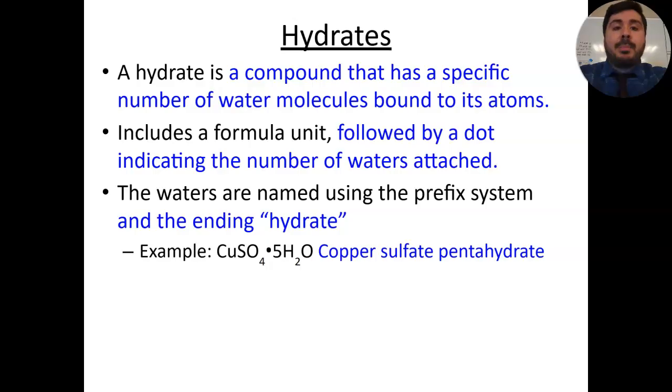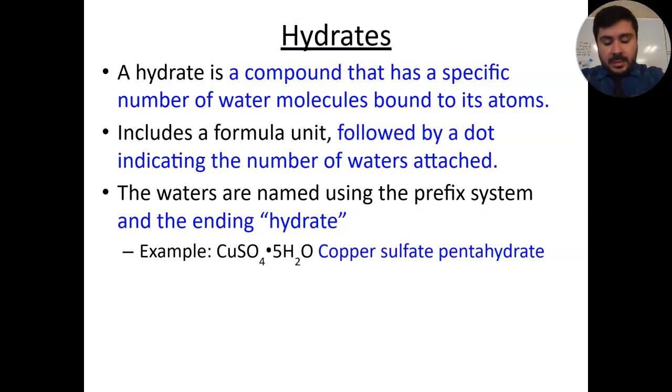In a way, that's the same thing that hydrates are. A hydrate is a compound that has a specific number of water molecules bound, literally bonded, to the atoms. It includes itself as the formula unit, followed by a dot indicating the number of water molecules attached to that particular compound. And the waters are named using our prefix system with the hydrate ending.